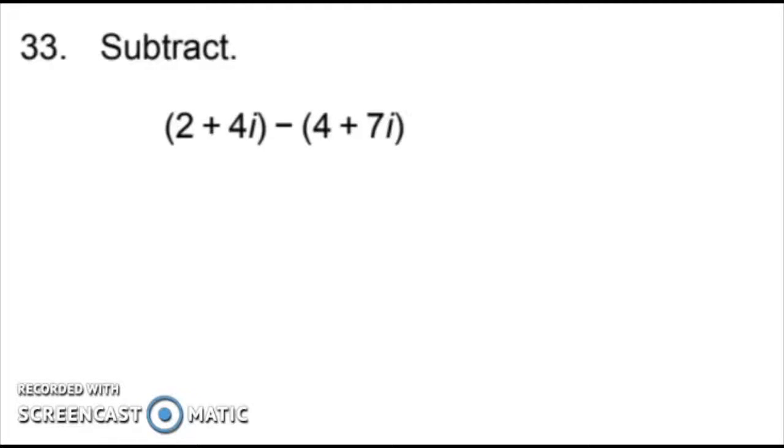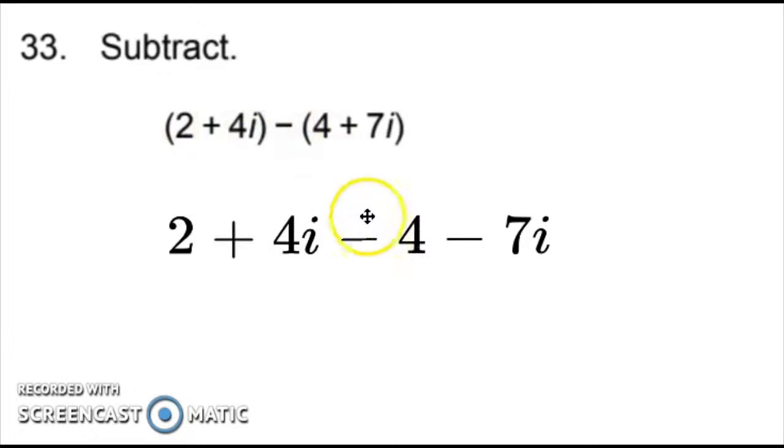Number 33, you're subtracting two binomials with i's in it. We're subtracting, so we have to distribute the negatives. So we write the first binomial as 2 plus 4i minus 4 minus 7i. Combine the like terms. 4i minus 7i is negative 3i. 4 minus 2 is negative 2. So your answer is going to be negative 2 minus 3i for number 33.